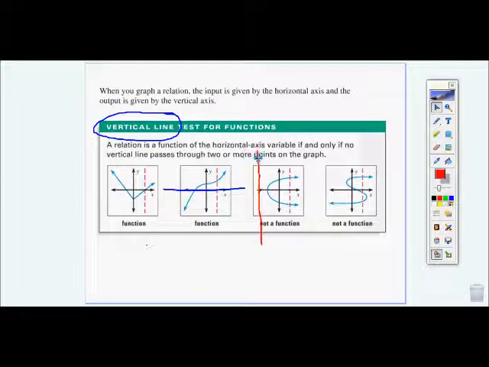When I move to this graph, you can see I'm crossing 2 points at the same time. And I do that throughout this curve here. That makes this not a function. This graph is not a function.